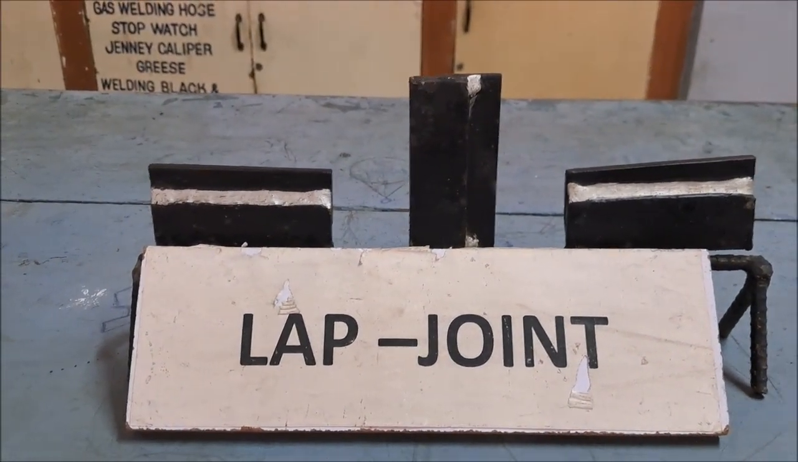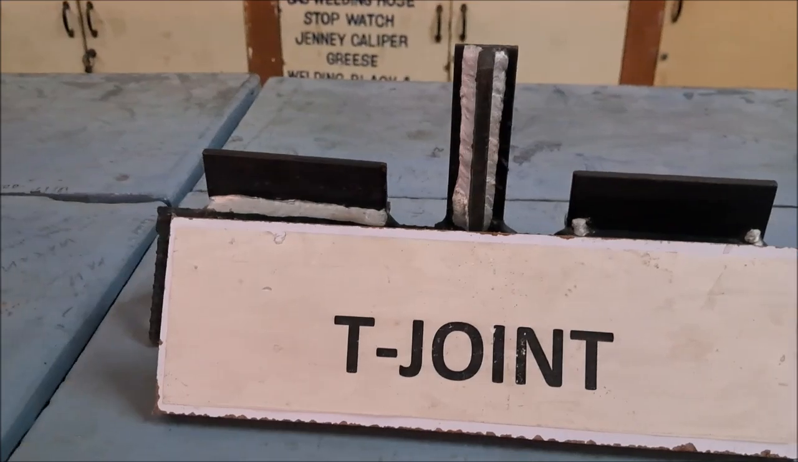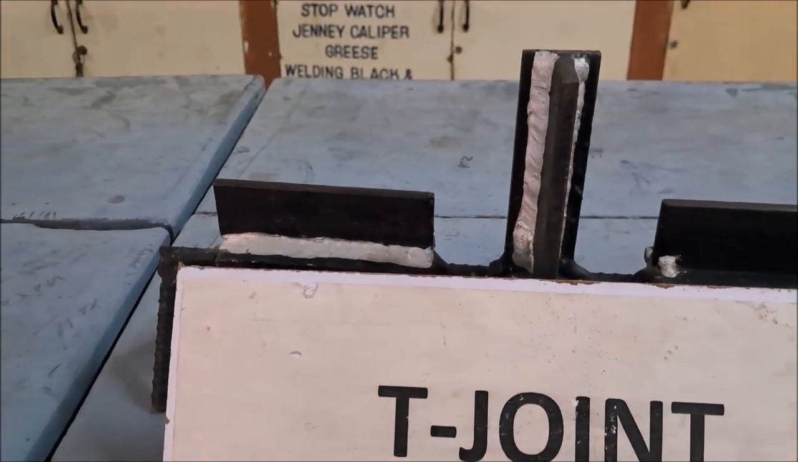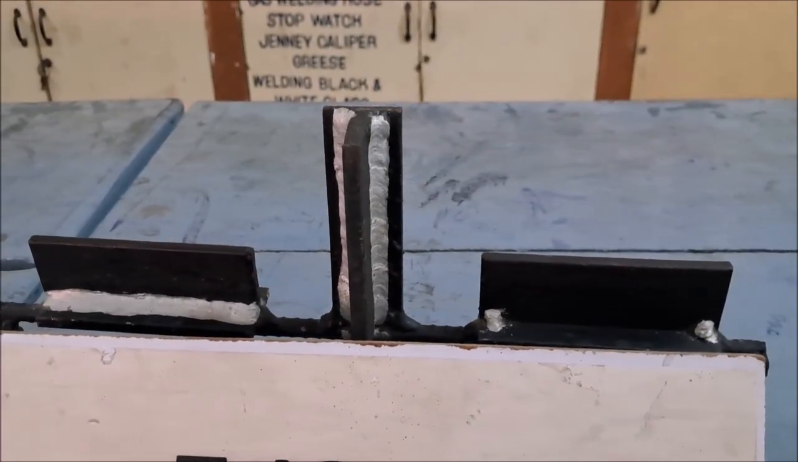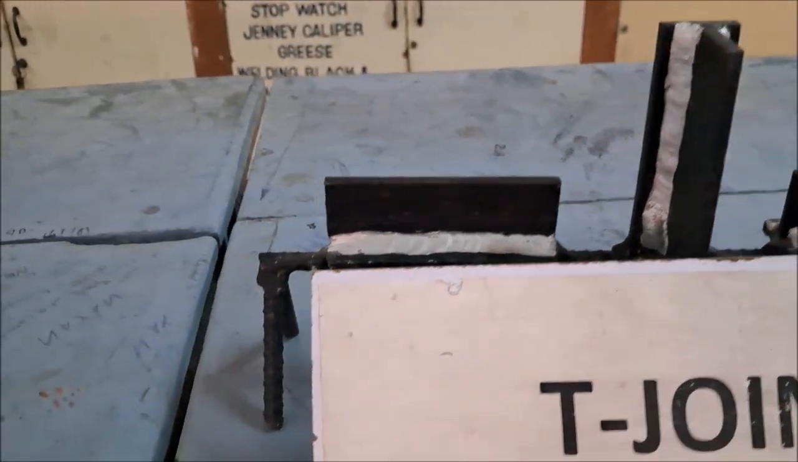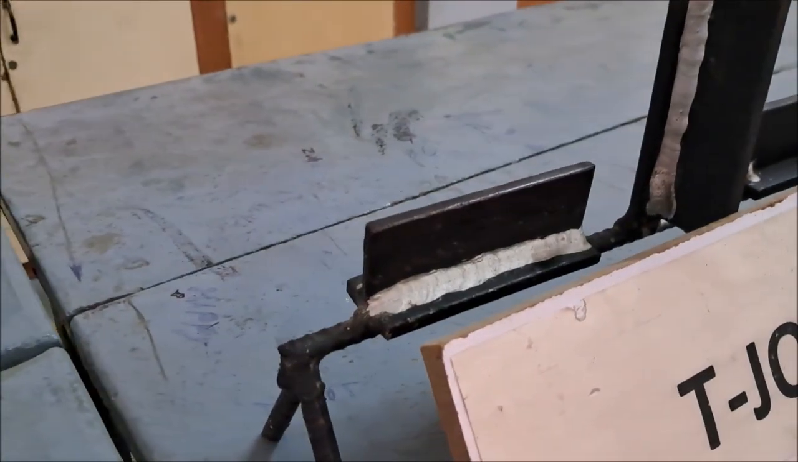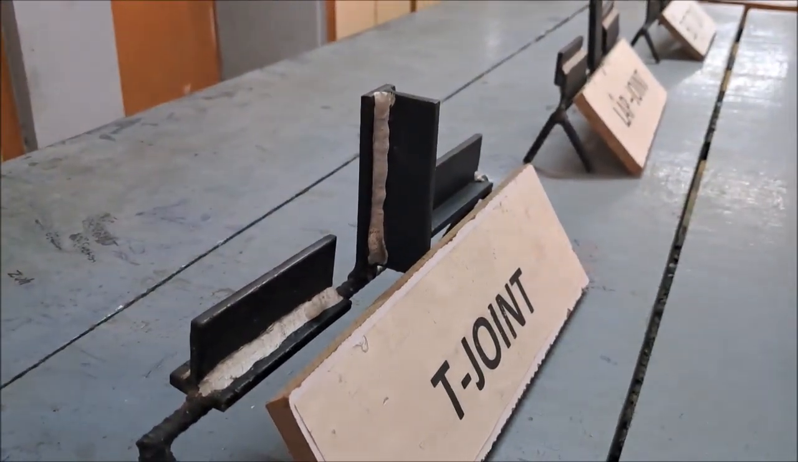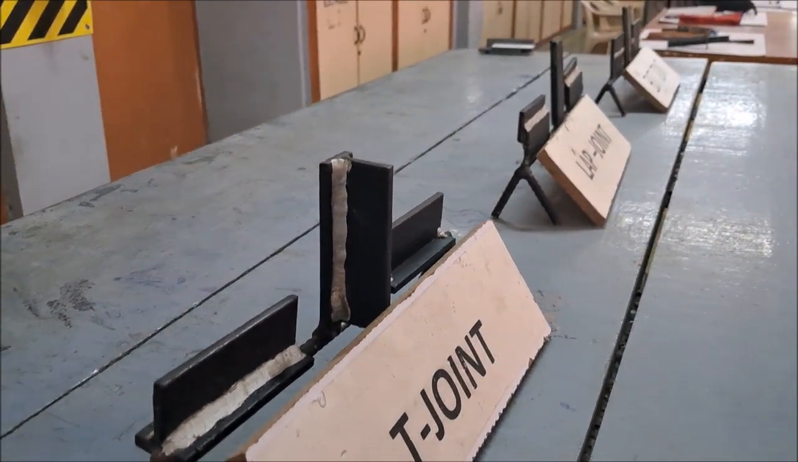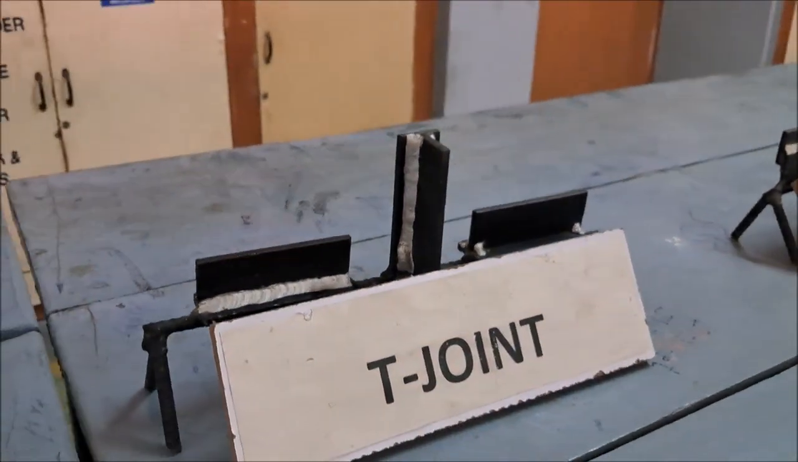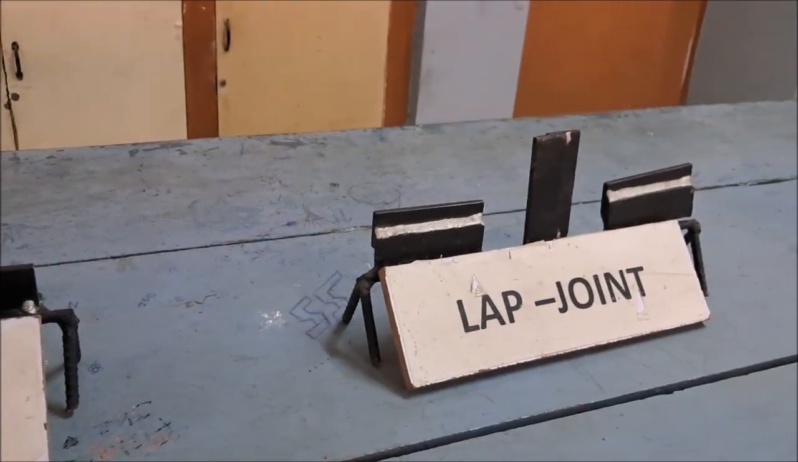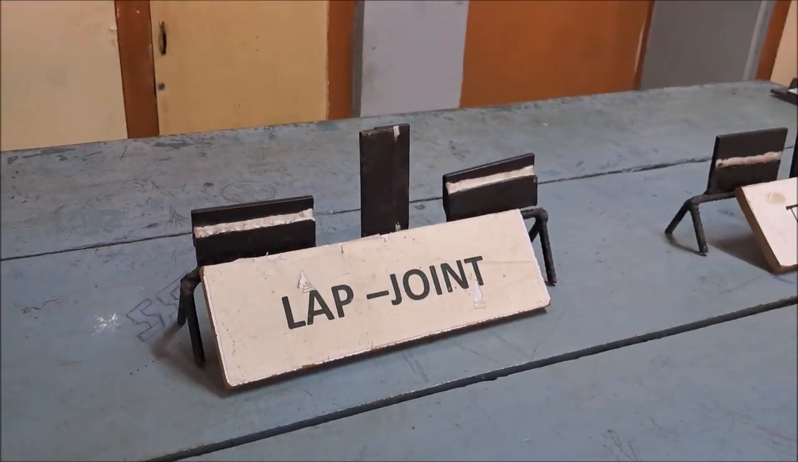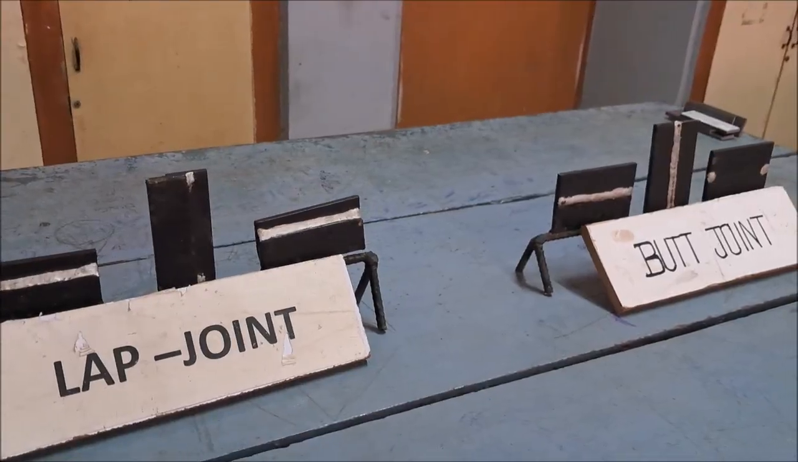Then go to the T joint. This is our T joint. Based on your machining process or joining process, you choose and select the types of joint. In case you have to join an elbow shape, we need the T joint. And another, to join two plates parallelly, we use the butt joint. So based on your application, we can use these types of joints.